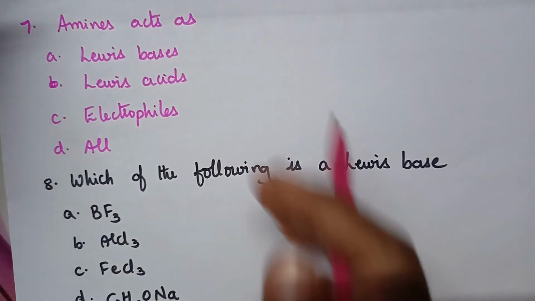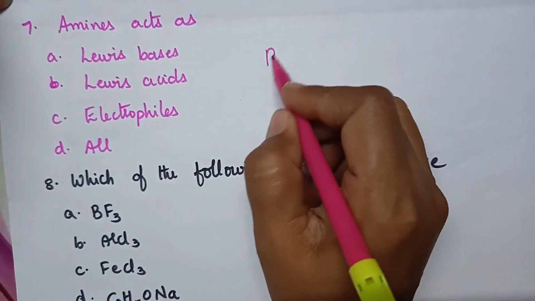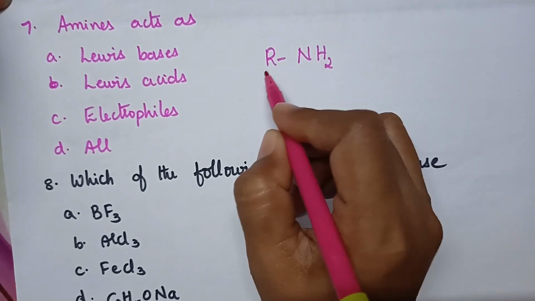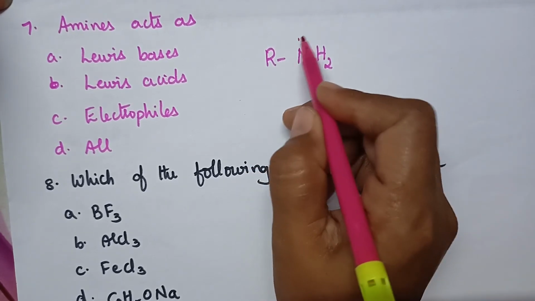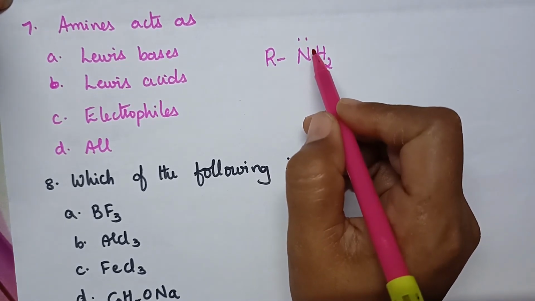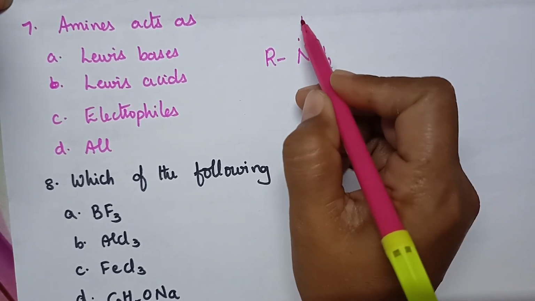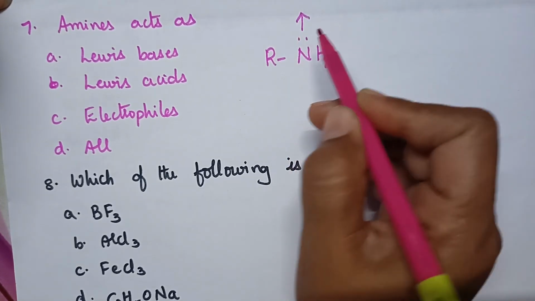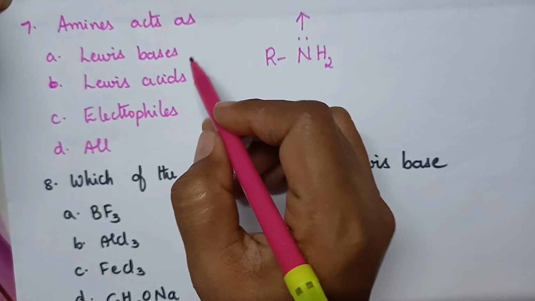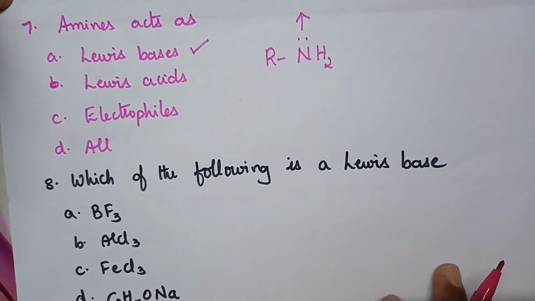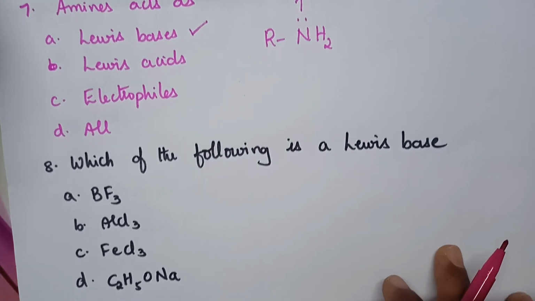Amines act as... Let us see one example. Let us consider the primary amine. It contains nitrogen. Whenever the nitrogen atom is available, it carries a lone pair of electrons. So it can act as an electron rich species. It is capable of donating the electrons. That means it can act as a Lewis base. So amines will act as Lewis bases.